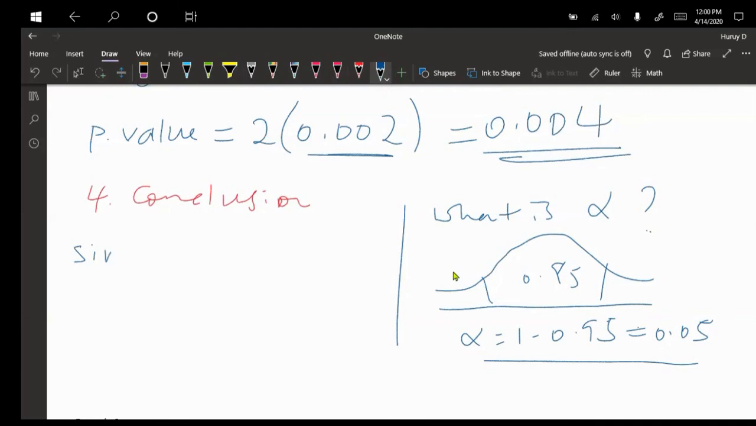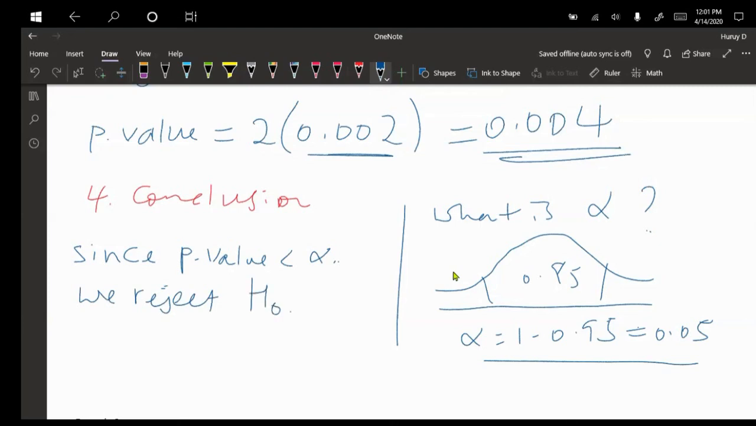Now, since... Reject H. Sorry? Reject the null hypothesis. We reject the null hypothesis. And why is that? Because p-value is less than alpha. Very good. P-value is less than alpha. So p-value, let me write down here, is less than alpha. We reject the null hypothesis, which is H sub naught.